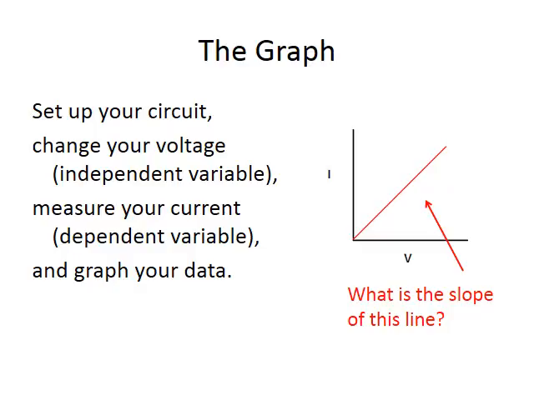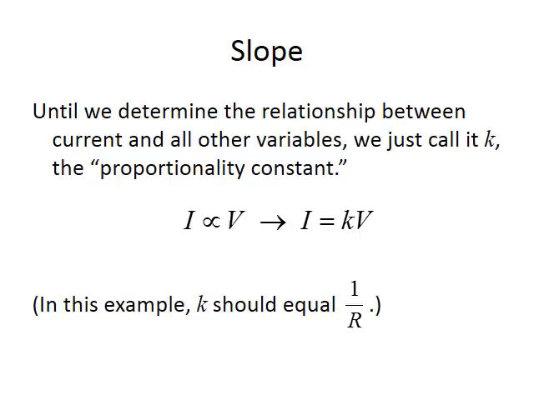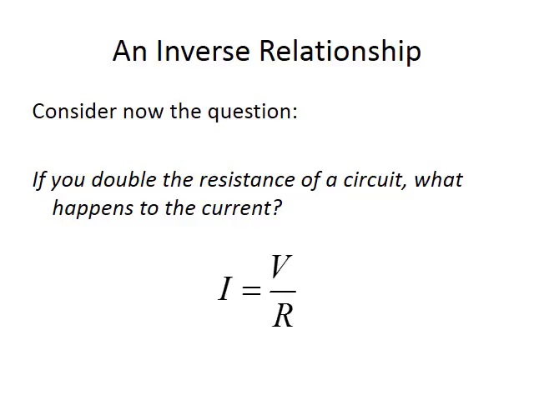Now, you can also ask, what is the slope of that line? Until you determine the relationship between current and all other possible variables, we can just call it K, the proportionality constant. To turn a proportional relationship, I ∝ V, back into an equation, just put in the K there. In this particular example, K should be equal to 1 over your resistance, whatever that was set at. Let's look at that resistance.